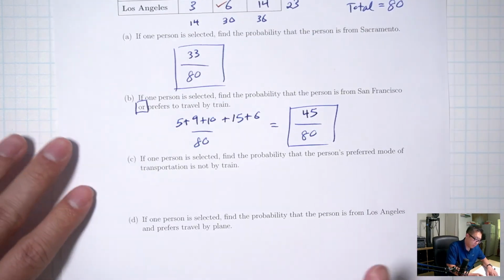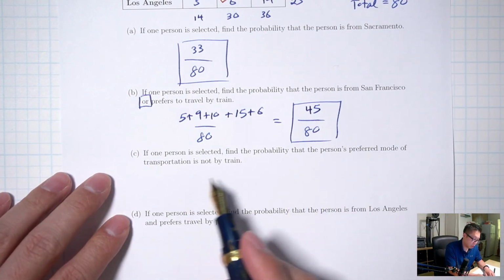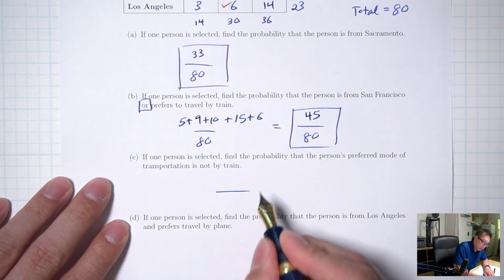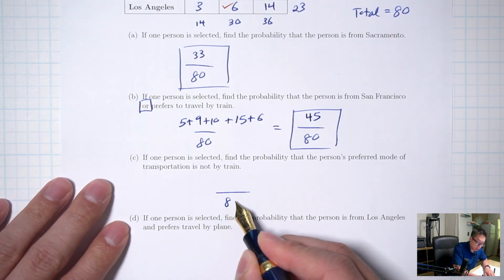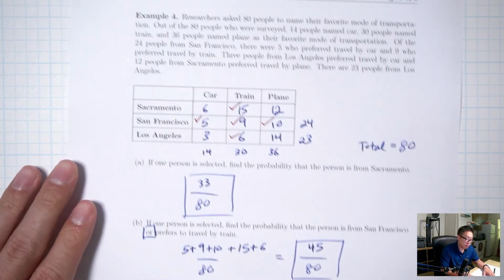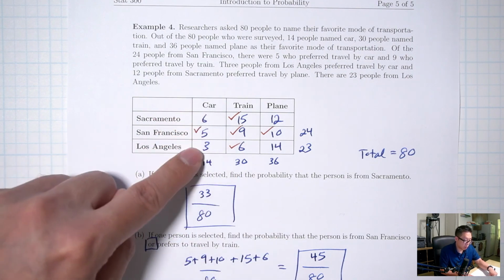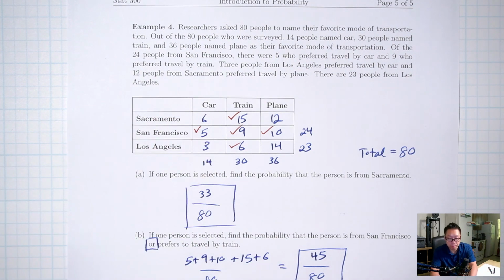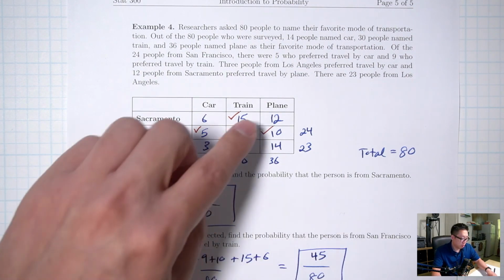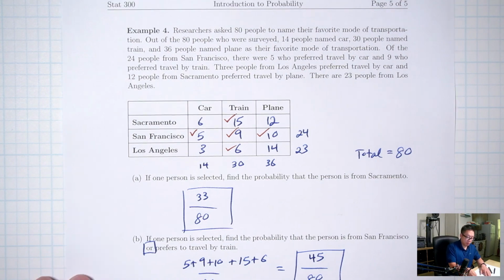Part C, if one person is selected, find the probability that the person's preferred mode of transportation is not train. Bottom is going to be 80, the total. The top, not train, would be the first column and the last column. So 6, 5, 3, 12, 10, 14, which is 50.